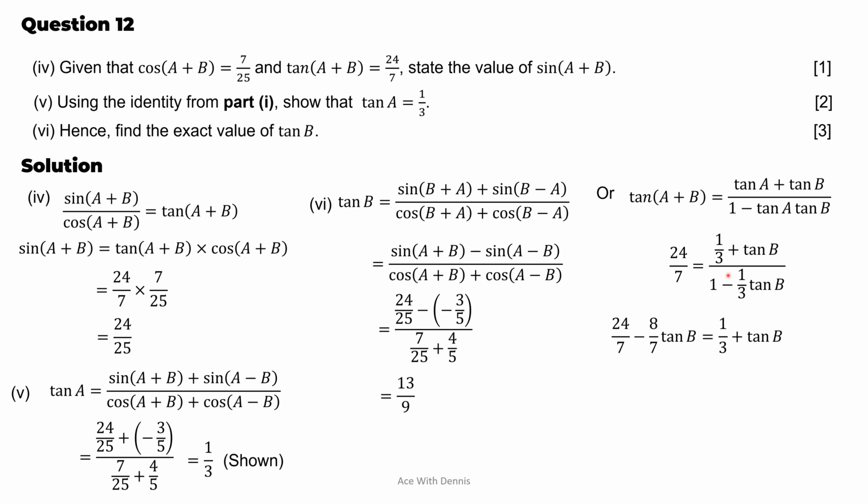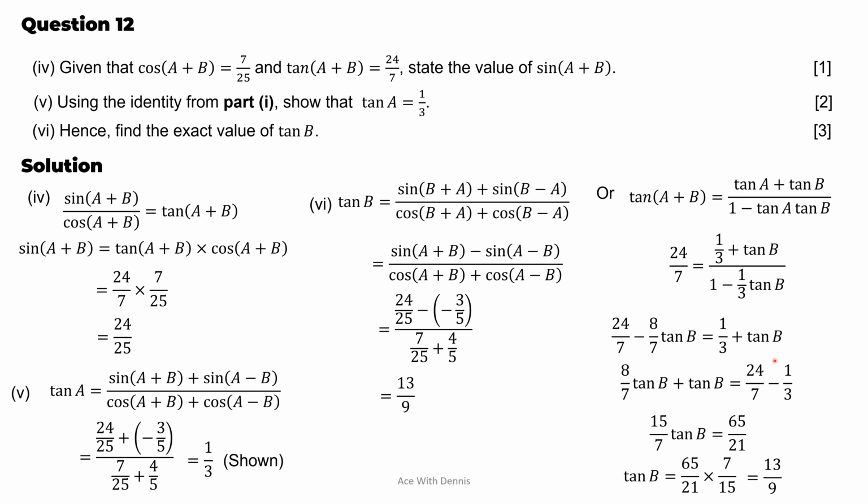So we can solve this equation, which is 24 over 7 minus 8 over 7 tangent B equals 1 over 3 tangent B. So 8 over 7 tangent B plus 1 over 3 tangent B equals 24 over 7 minus 1 over 3, which means 15 over 7 tangent B equals 65 over 21. So tangent B will be 65 over 21 times 7 over 15, and the answer is 13 over 9. So it's the same value as the other method.